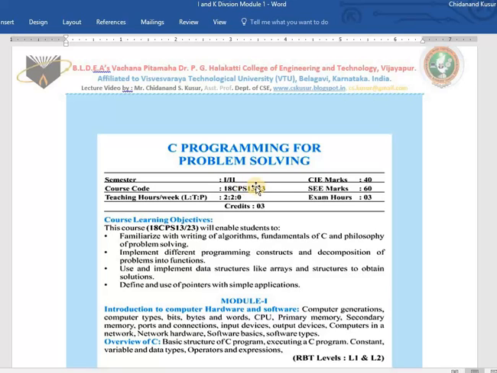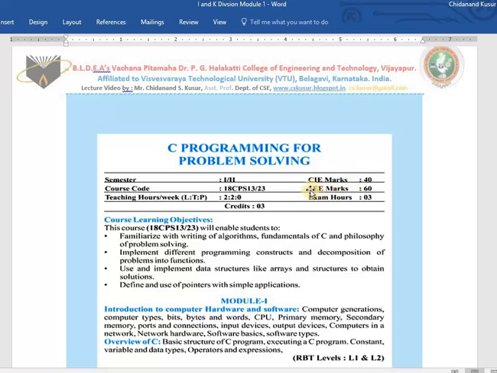As you know already, you are going to face 3 internals: first internal, second internal and third internal. We conduct the first internal for 30 marks, second internal for 30 marks, third internal for 30 marks. The average of all the 3 is taken, out of 30. Then 10 marks for assignment. 30 plus 10, how much? 40. That is what CIE marks are. Internal marks will be 40.